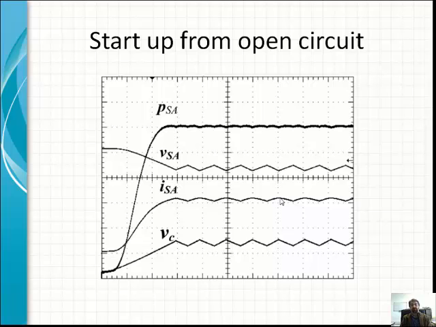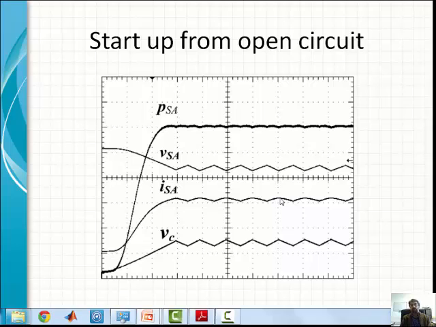So the power rises very quickly and reaches a maximum value in a very small amount of time. And the voltage VC here is actually the voltage that is responsible for determining the duty cycle of the switch that we saw on the previous slide.